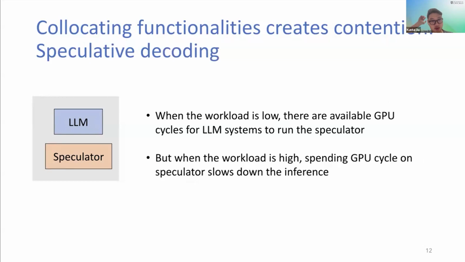Beyond this, the contention from putting the same functionality together in the same node also appears in other scenarios. An example is speculative decoding. When the workload is low, there are available GPU cycles for the system to run the speculator and give us bonus throughput. But when the workload is high, spending GPU cycles on the speculator actually slows down inference. So because of the contention between the LLM and the speculator, we cannot enjoy the extra throughput from speculative decoding under high workload. That's the second case.